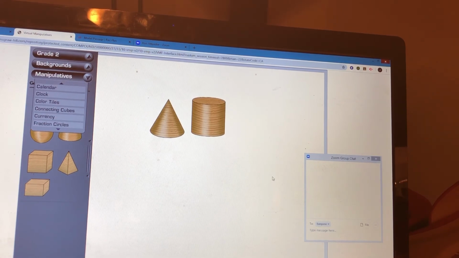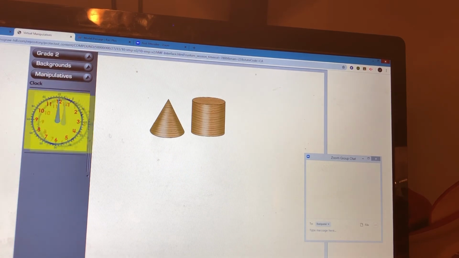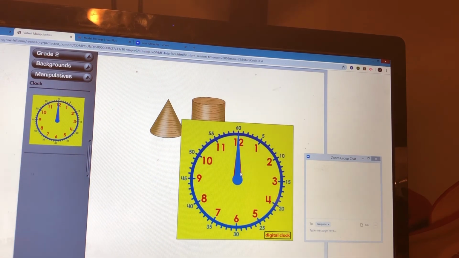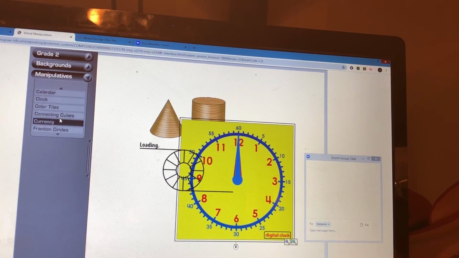And then the use of the group chat reminds them that I am checking on them. I'm here to make sure they understand. One of the other tools that's great is if you're doing time, they have a clock that you can use. I also did a lesson on money.